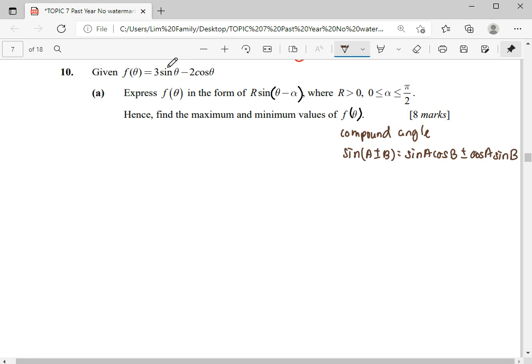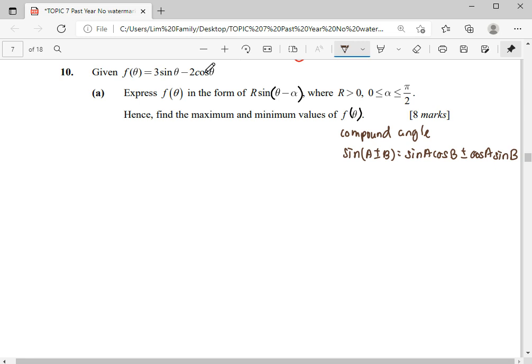They ask you to express these two terms of trigo into a single term of trigo using R compound angle. So using R compound angle where the R should be positive and then the angle alpha here is between 0 and pi over 2. Hence find the maximum and minimum value for this trigonometric function.